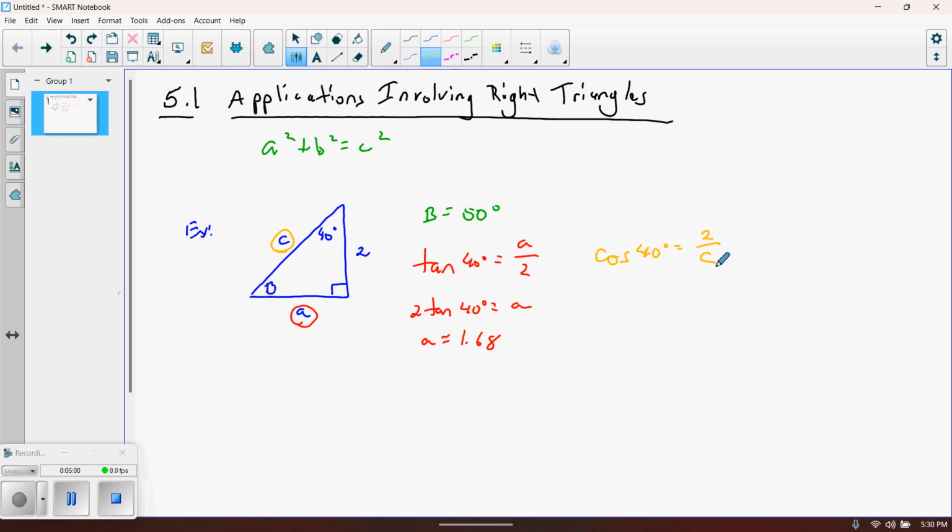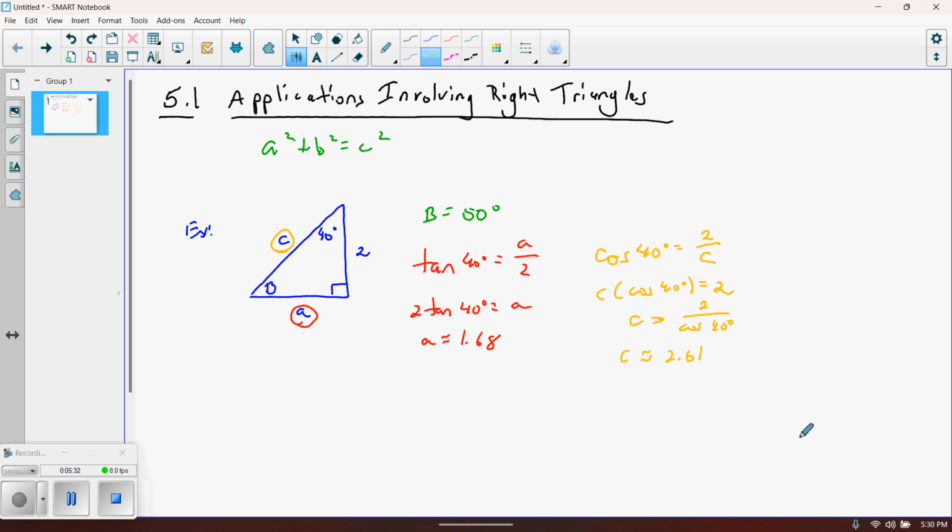Now to solve for C, we're actually going to have to multiply both sides by C. It's going to look a little weird having that C out in front of the cosine. And then we'll have to divide both sides by cosine of 40. So we get that C is equivalent to 2 divided by cosine of 40 degrees. And again, in the calculator, that's going to give you an approximate value of 2.61.